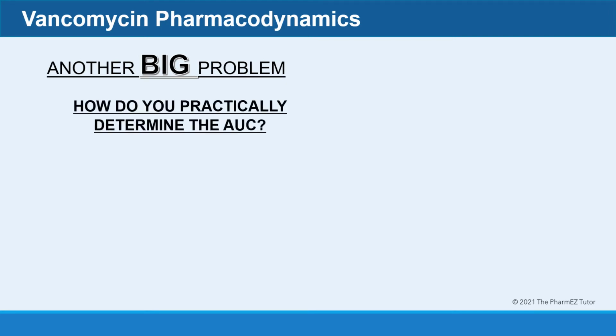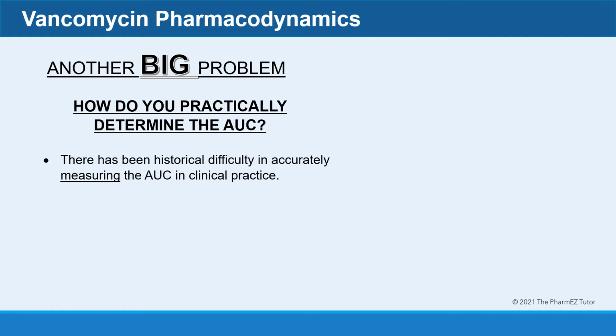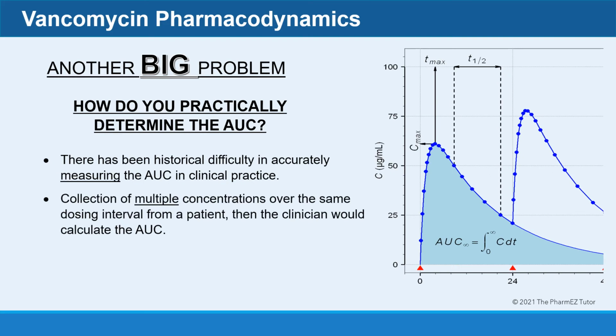Another big problem is, how do you practically determine the AUC? There's been historical difficulty in accurately measuring the AUC in clinical practice. In the past, AUC monitoring required the collection of multiple concentrations over the same dosing interval from a patient. Then the clinician would calculate the AUC. This was too cumbersome to perform practically.